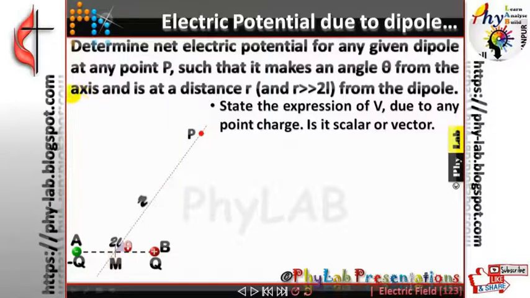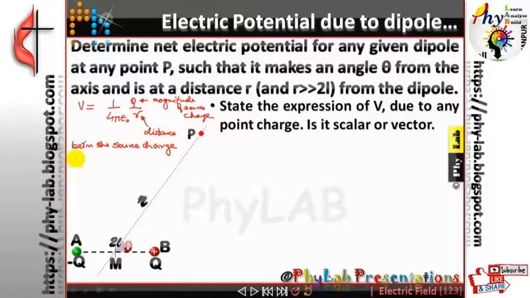So friends, from our earlier discussion we know that the potential due to any point charge is 1 upon 4 pi epsilon naught Q upon R, where Q happens to be the magnitude of source charge, because of which we are trying to find out the potential, and R happens to be the distance between the source charge and the point P where the potential needs to be calculated.